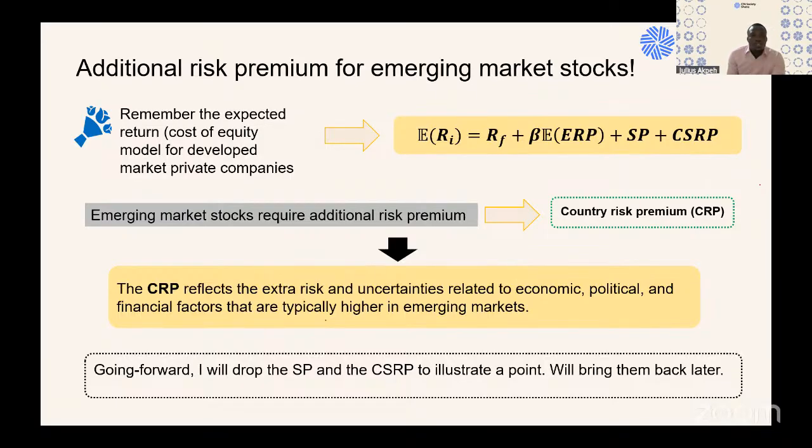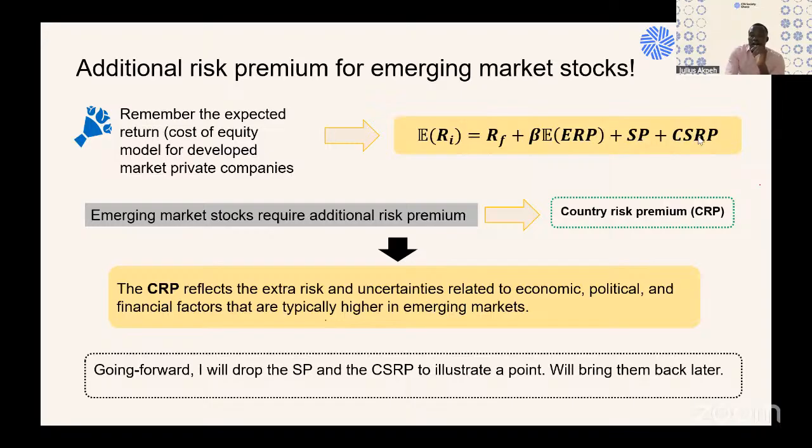Now, so what have I stated here? Remember the expected return, which is the cost of equity model for developed market private companies. First, we know that for large companies or public companies, the model is the risk-free rate plus the beta times the expected equity risk premium, and we ended it there. And that's for public companies.